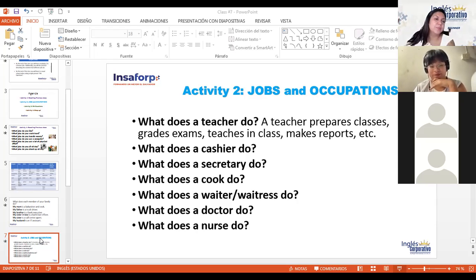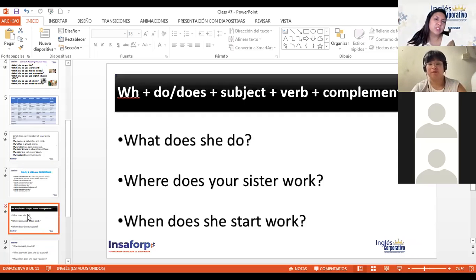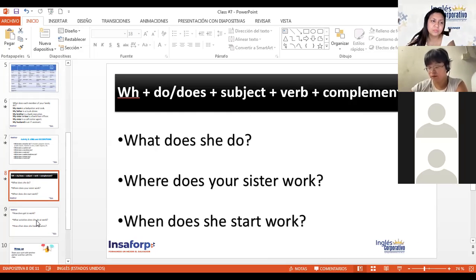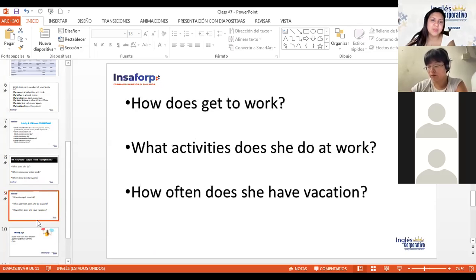Okay, now guys, tomorrow we're going to continue with this topic because we didn't finish today, but we are going to continue practicing with WH questions. WH question word plus do or does plus the subject plus the verb plus the complement. Okay. Yeah, that activity we didn't complete, but we are going to do it tomorrow.